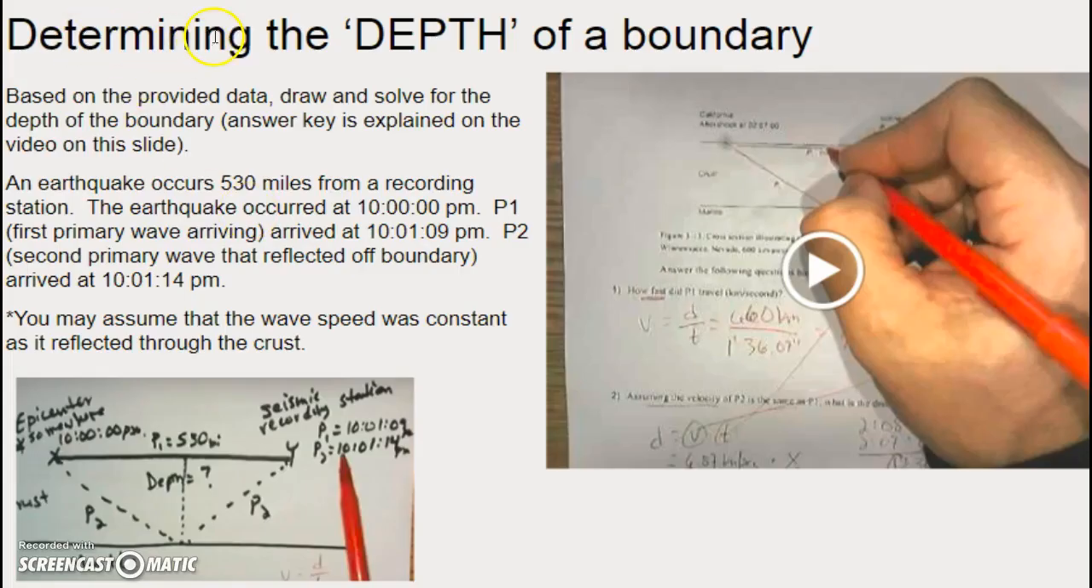So I created a practice problem for you to determine the depth of a boundary. Based on the provided data, draw and solve for the depth. And I give you an answer key. I show you how to do it. Sometimes it's worth you watching me do it. And I change the numbers ever so slightly. So here's a picture that you'll reference, but you're going to want to practice this. You're going to want to see how this gets solved. And then here's how I go about solving. I believe this is the one in the book that I already went through that I just solved for you in writing. This is me solving it with you and for you.